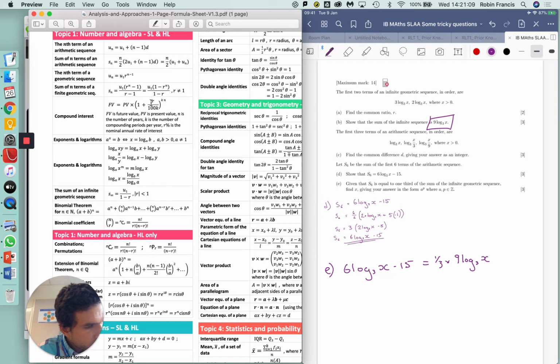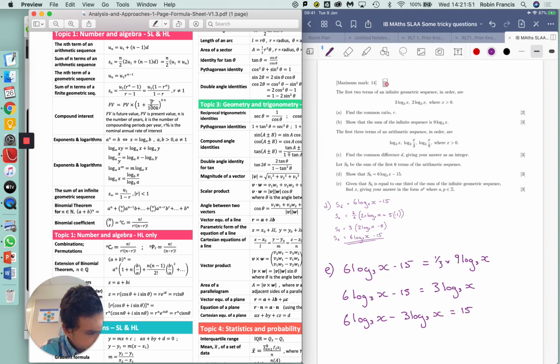First thing I'm going to do is multiply 1/3 by 9. That looks like something that I can do quite easily. So I've got 6 log base 3 of x minus 15 equals 1/3 of 9 is 3 log base 3 of x. Now if I move my logarithms to one side and my numbers to the other, by subtracting and adding, I've got 6 log base 3 of x minus 3 log base 3 of x is equal to 15.